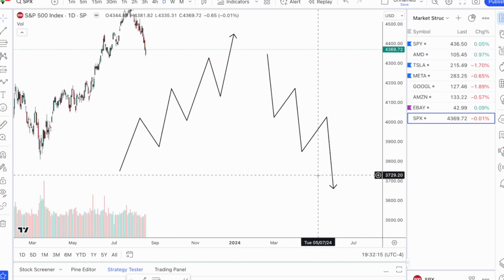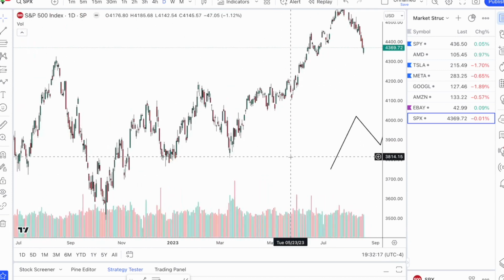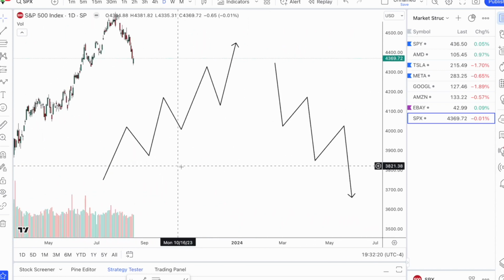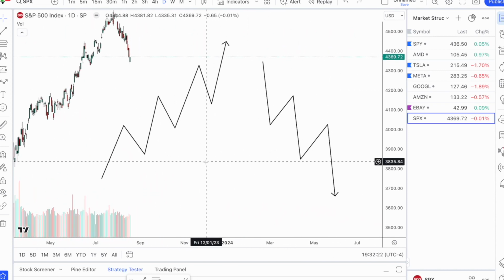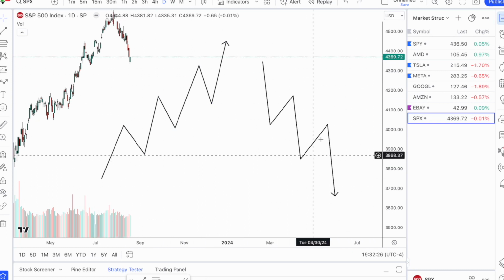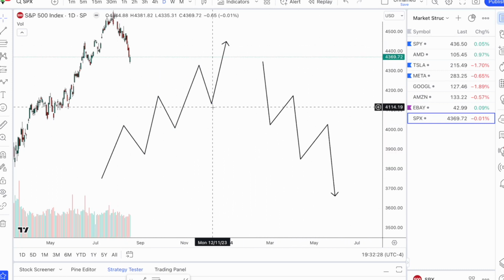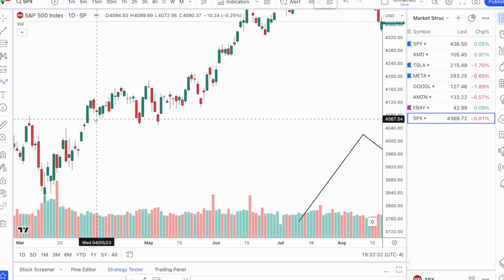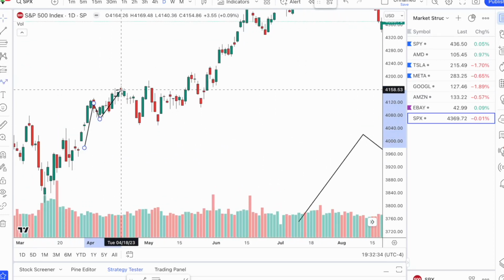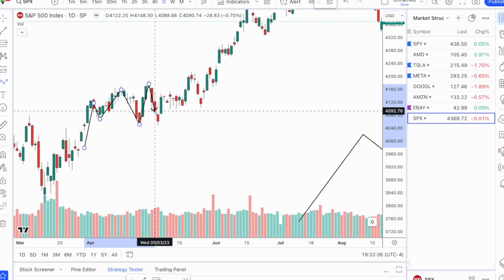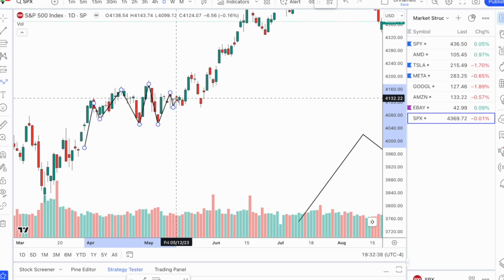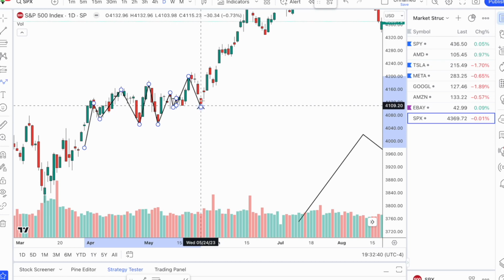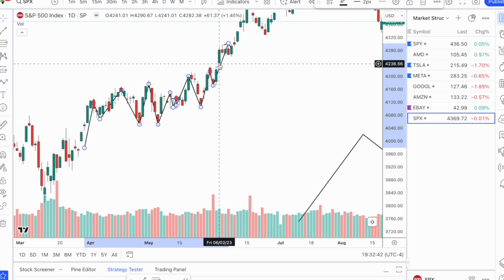Now, the thing with market structure that a lot of people get mixed up is that stocks, the S&P 500, markets, they don't always go in trends that are this easy to spot, okay? Sometimes markets will do things like this. You can see the S&P 500 will go down, up, down, make a high, make the same high, consolidate, another high, another low, and then go fast like this.